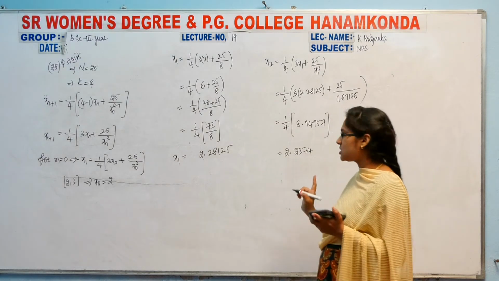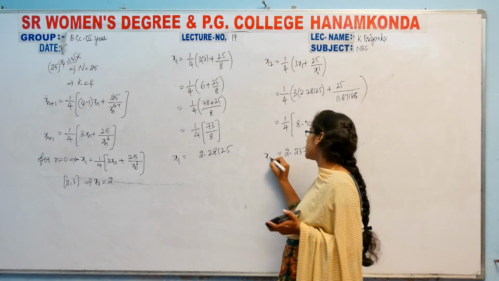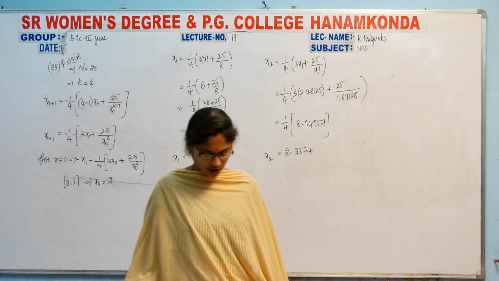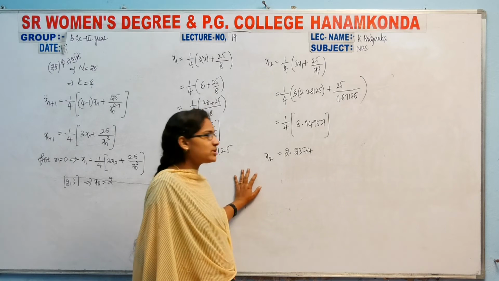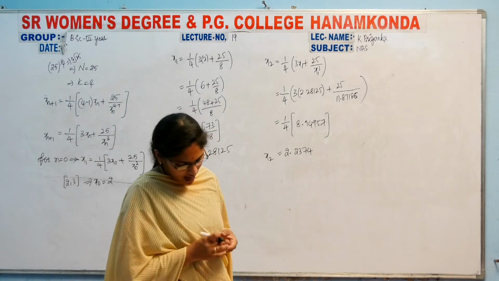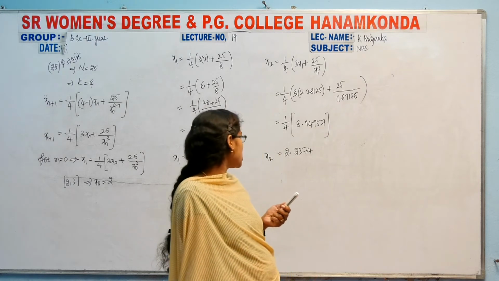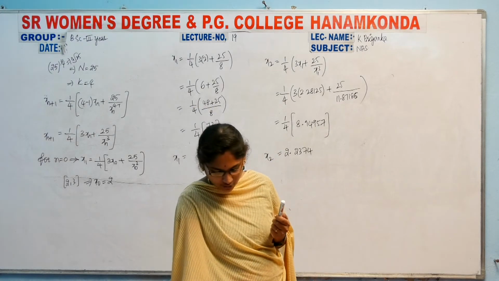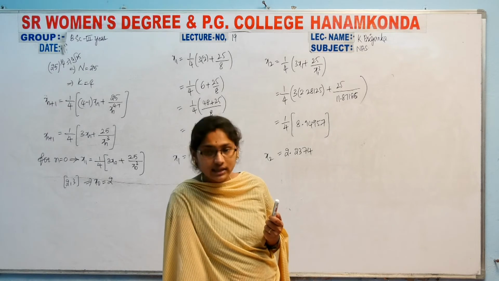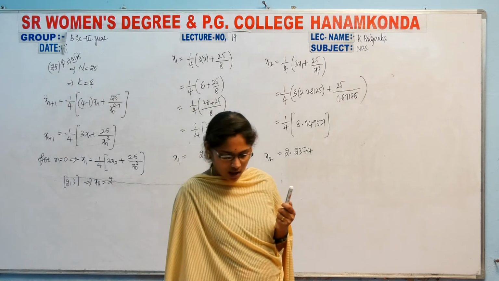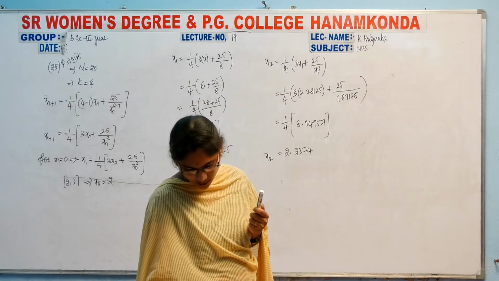See, the first digit is same, but the second digit is not same, so that's why you have to go for the next iteration. Next iteration means you have to find x3, and for that you will get the value x3 is 2.2361, and next again we have to go for x4. x4 you will get as 2.2361. Okay, so then you can stop the procedure.